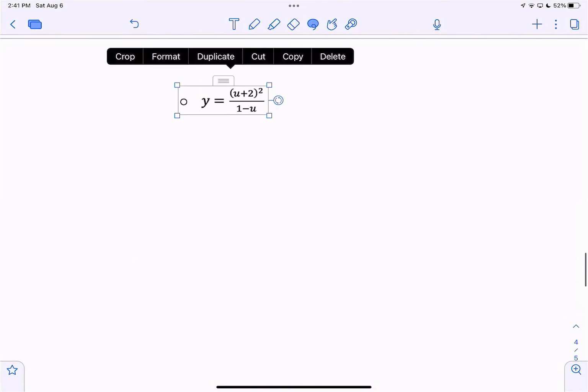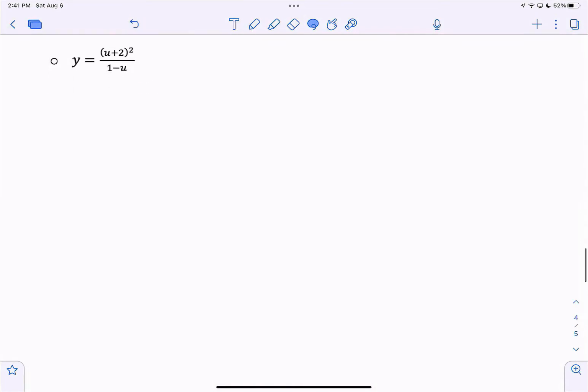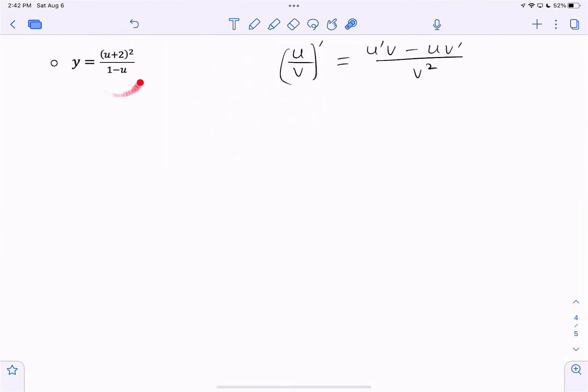Finally, we have one where we're going to use the quotient rule. Our function is y equals u plus 2, the quantity squared, divided by 1 minus u. Now remember, the quotient rule is (u divided by v) prime, so the derivative of u over v is equal to u prime v minus uv prime divided by v squared.